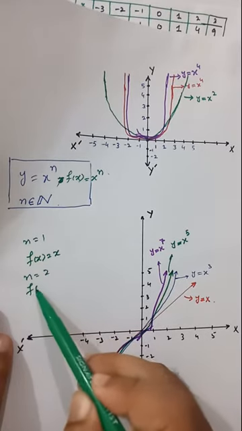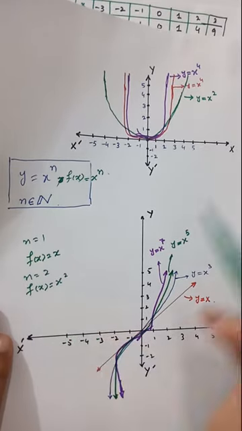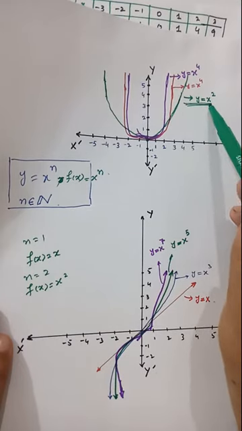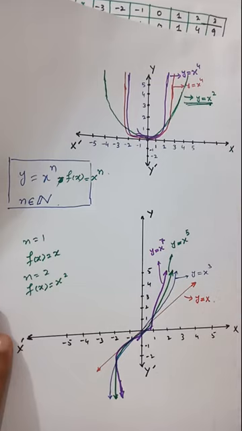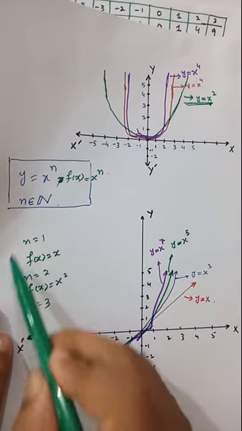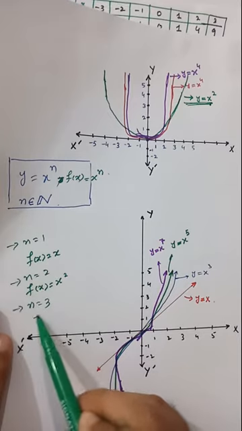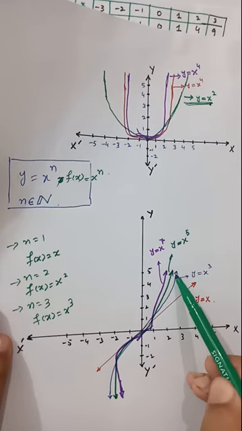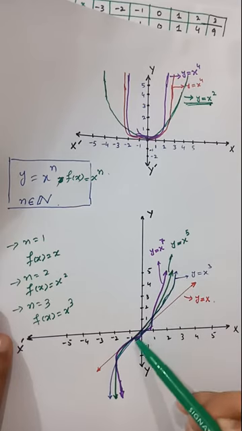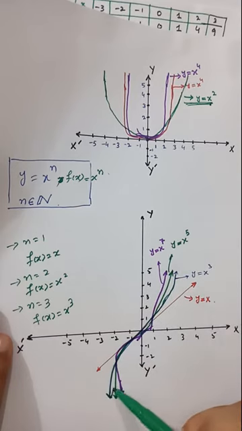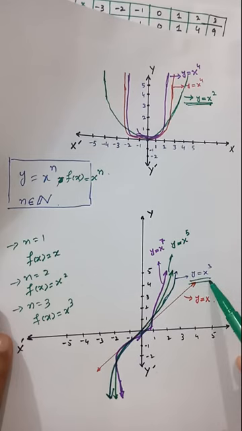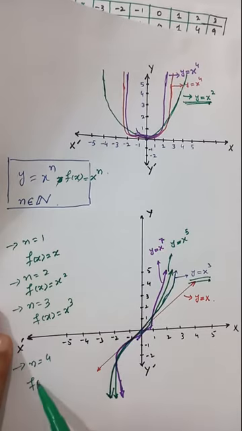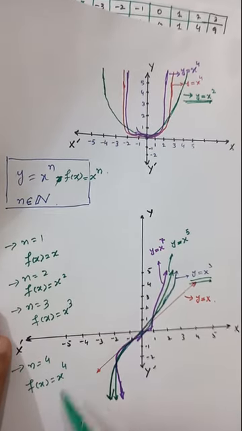When n equals 2, you will get f(x) = x^2. So that is the graph of y = x^2. When n equals 3, f(x) = x^3. So you will get this graph, y = x^3. When n equals 4, f(x) = x^4.